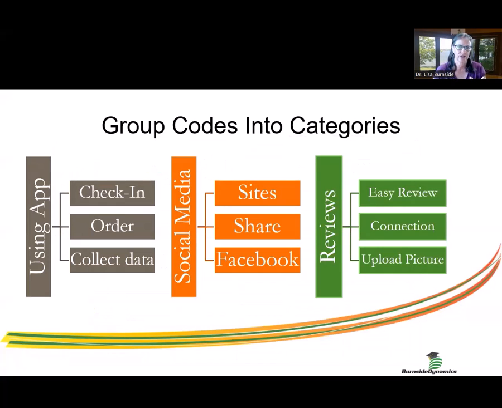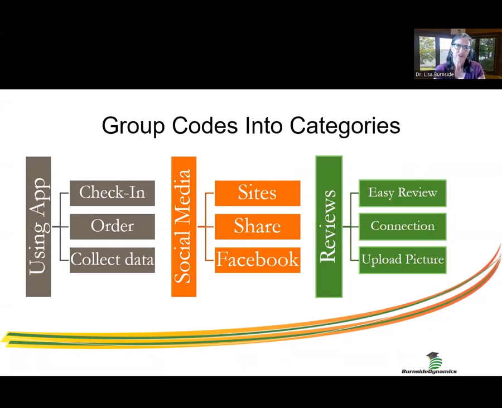So now what I'm going to do is group some of those words, those phrases, into some categories that maybe make some sense to me. So one of the big things, as I said, was using the app. Well, what kinds of things did I find about using the app? Well, check-in, order, and we collect. They said a lot about collecting data using that app. So those codes I thought made a lot of sense as a using the app category.